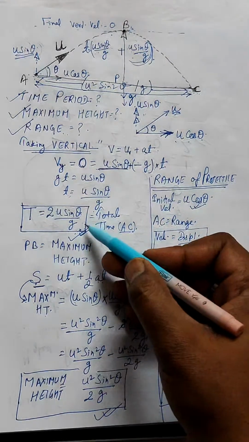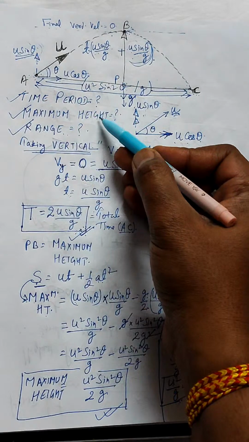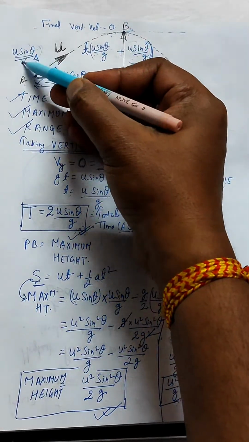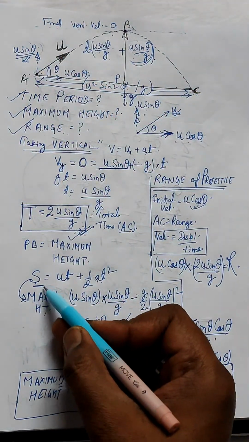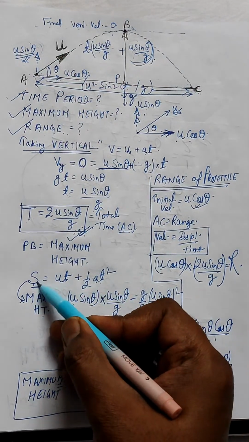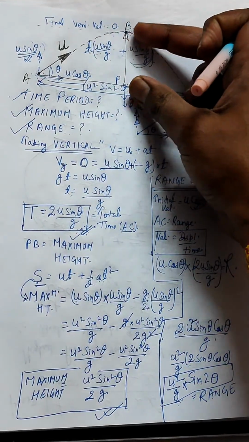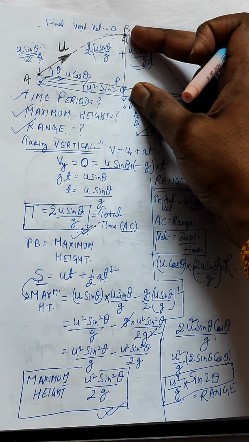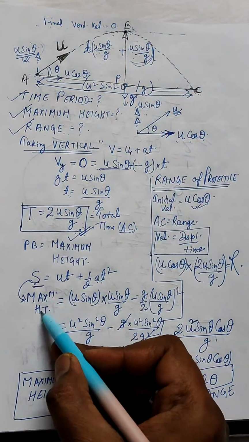Now this is the time period we have calculated, the first part. Next, the maximum height. For the maximum height, again the same vertical component of the initial velocity is required. So we use the formula s equal to ut plus half at square. Here in place of s, the displacement will be equal to BP, that is the vertical height attained by this projectile. So this is the maximum height.